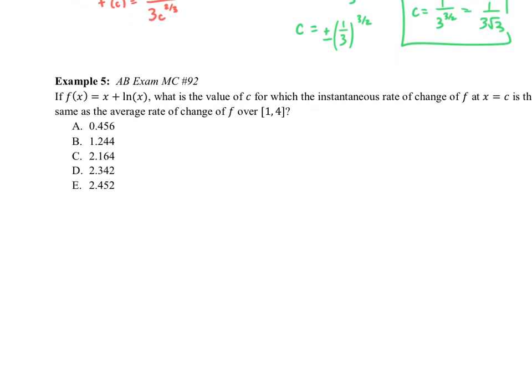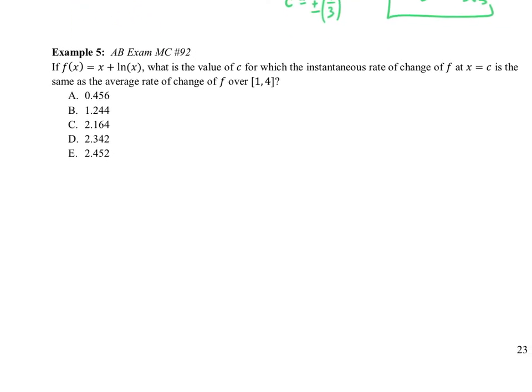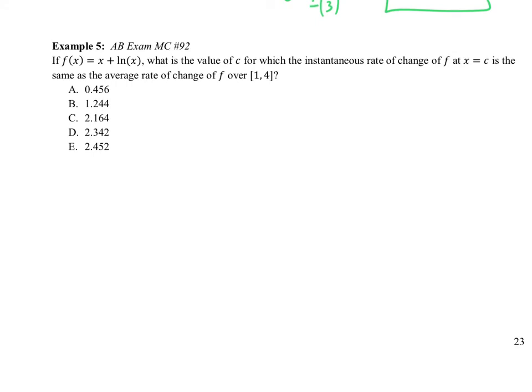This is, you can see from the answers, obviously a calculator problem. And so we're looking at the function f of x, and we're looking for the value of c for which the instantaneous rate of change of f at c is the same as the average rate of change over the interval 1 to 4. So this is just asking for the mean value theorem without calling it the mean value theorem. And so we're going to take a look at the average rate of change, which I'm going to go ahead and do by hand. You can certainly do this with a calculator as well.